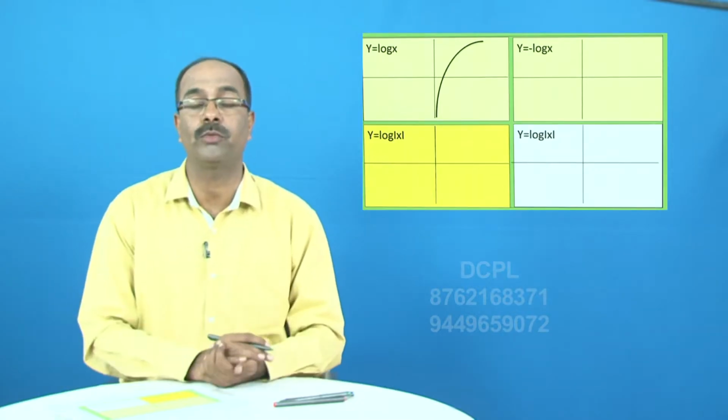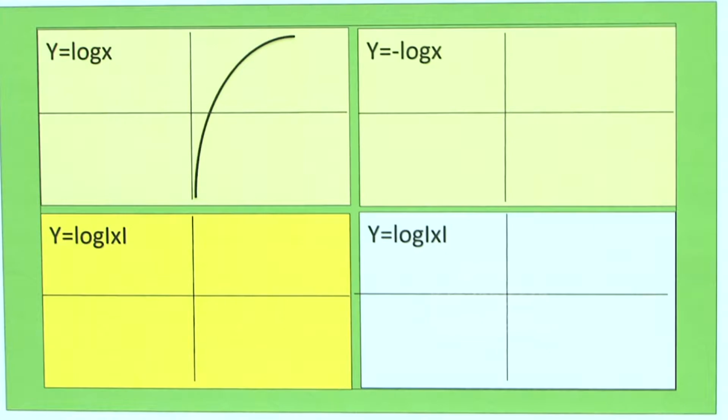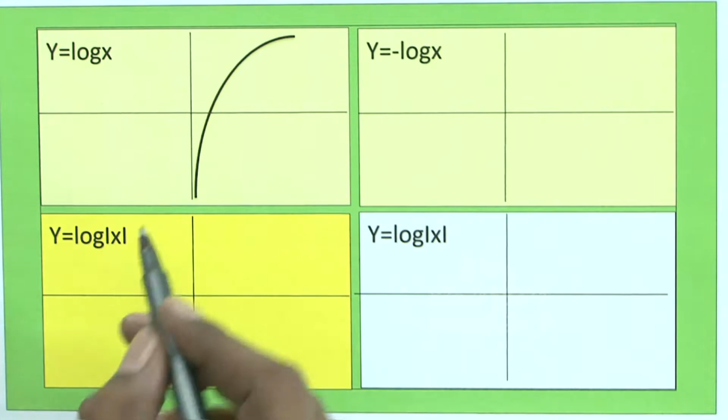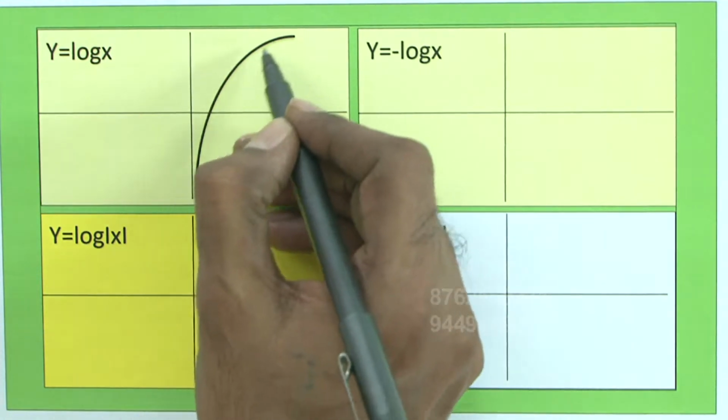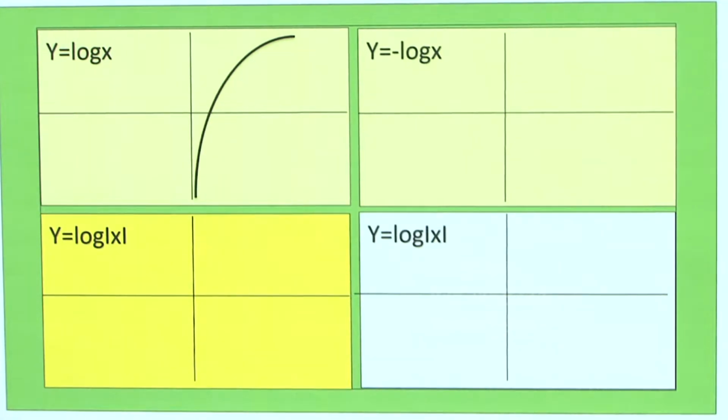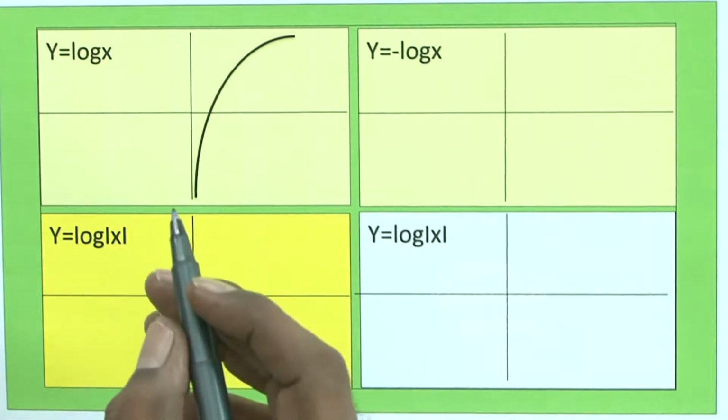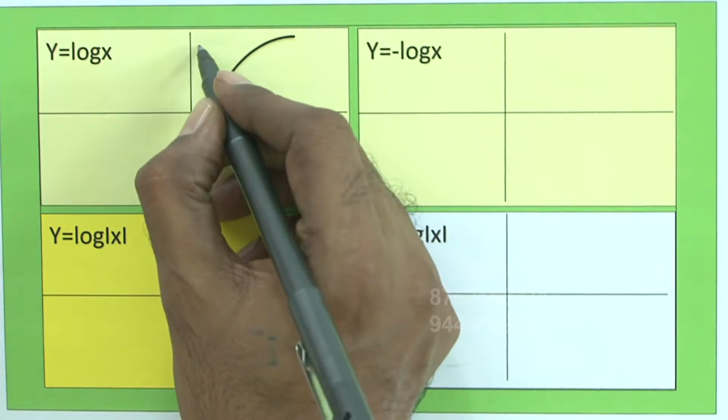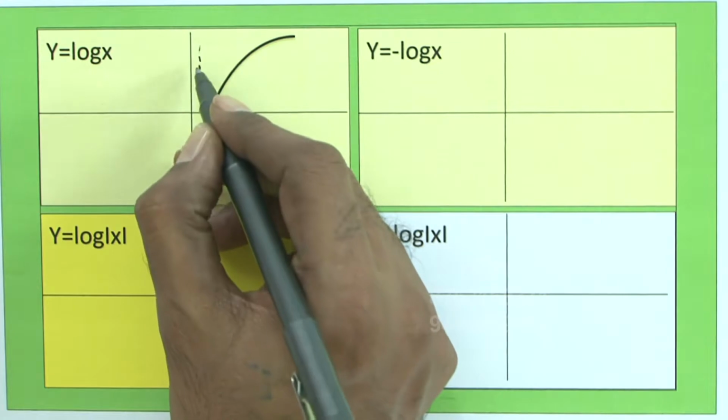Let us talk about log x, minus log x, log of minus x, log mod x, and mod log mod x. First, look at the graph of log x, dear students. This is actually log x. How will minus log x look? See, dear students, this is minus log x.